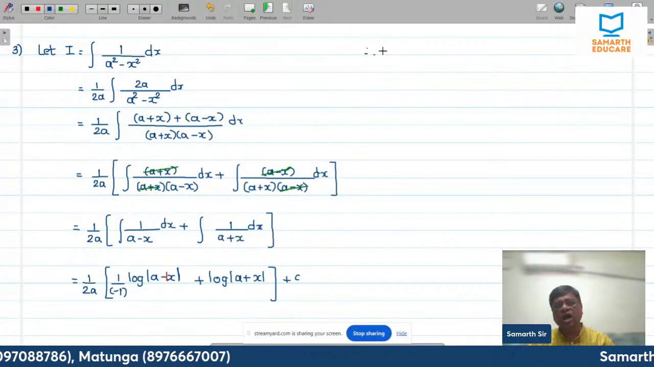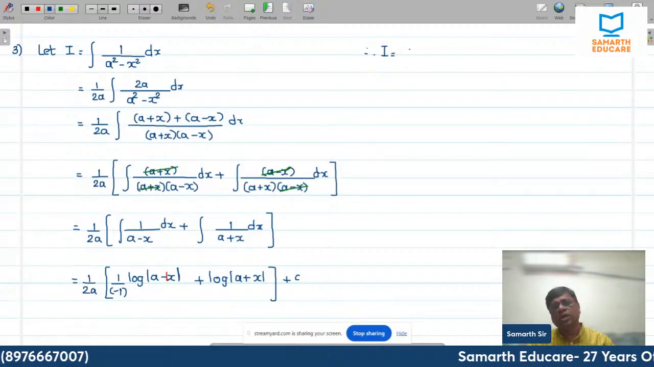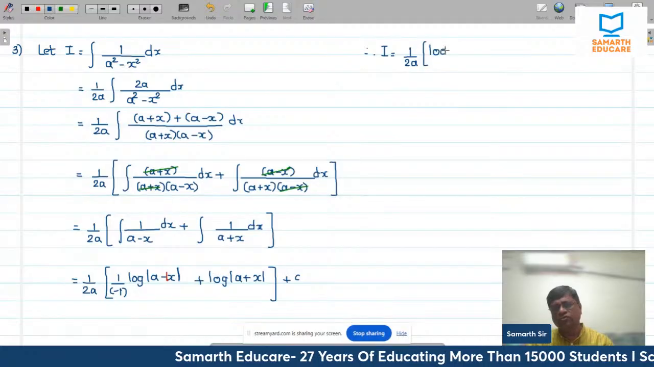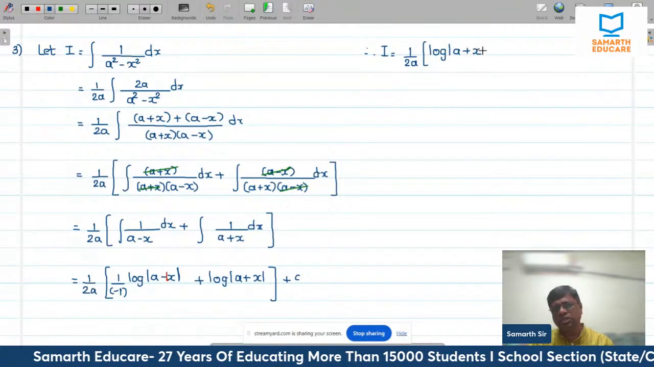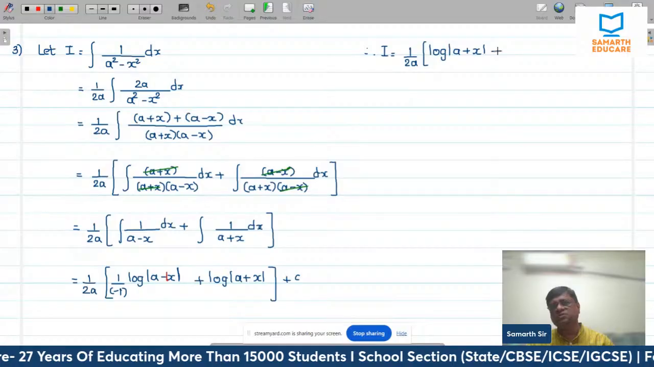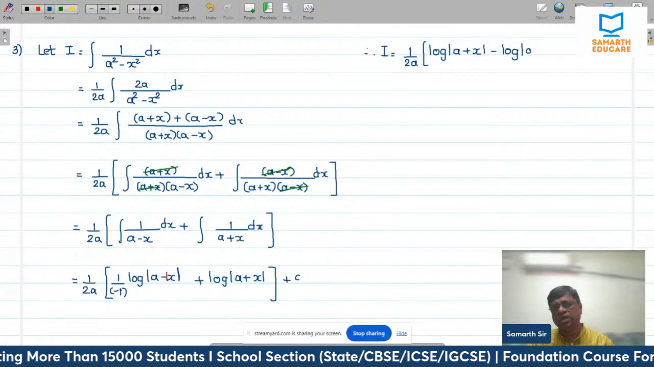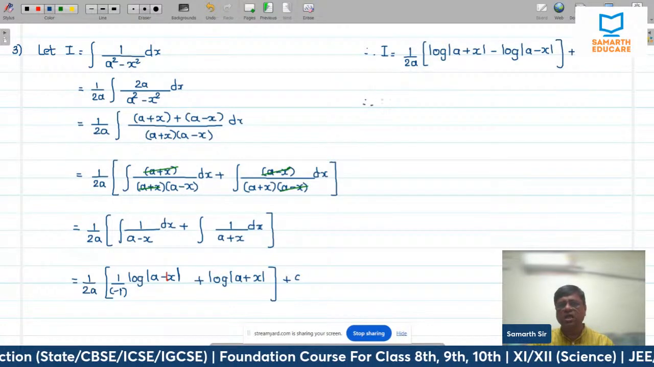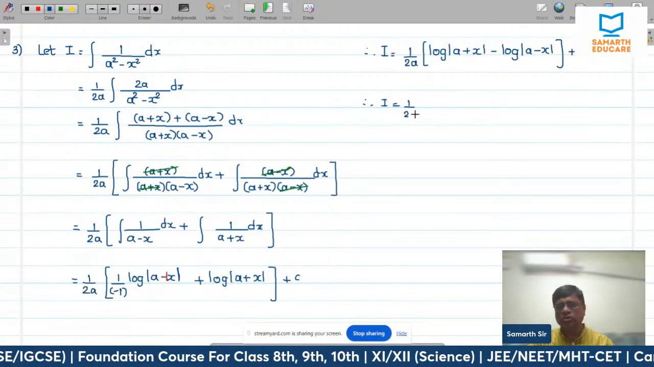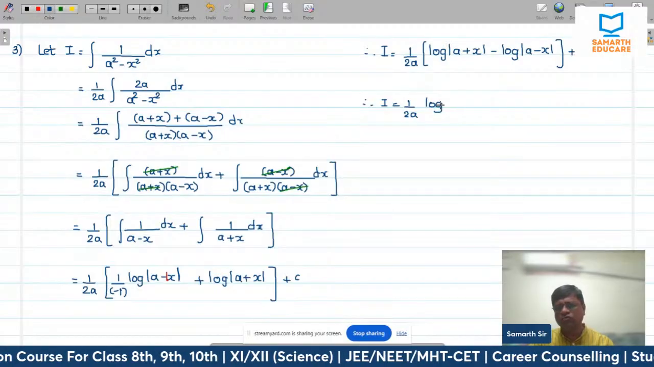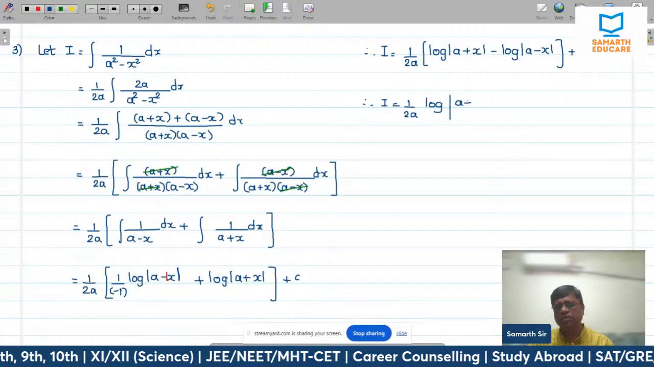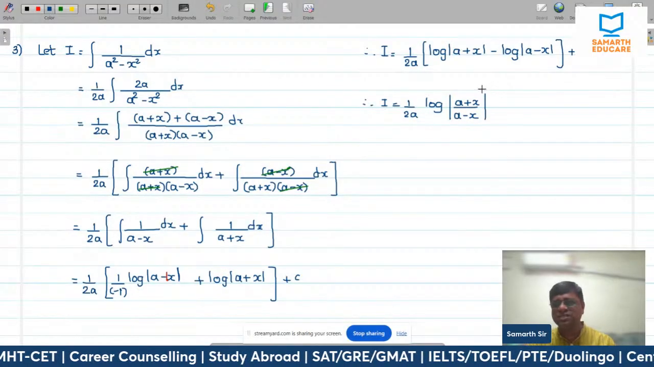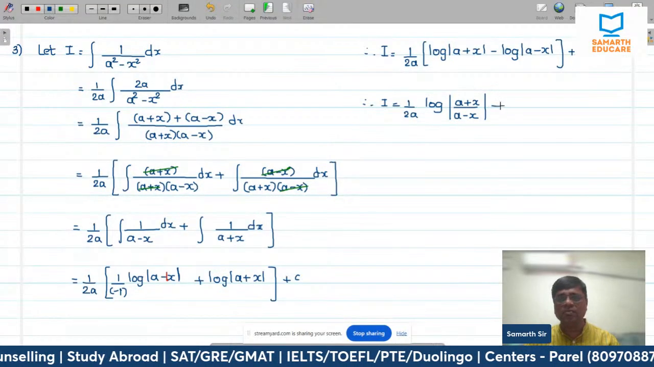So I have I is equal to 1 upon 2a. I'm rearranging a little, look carefully. Log of a plus x, there is no problem with this. For this, 1 upon minus 1 is minus log of a minus x plus c. Hence I is equal to 1 upon 2a log of a plus x divided by a minus x. Again, log of m minus log of n is log of m upon n.